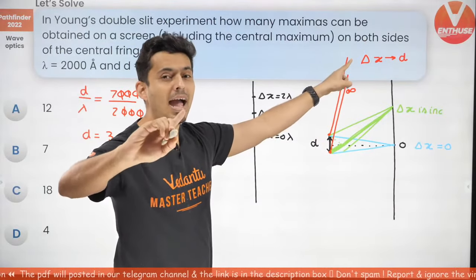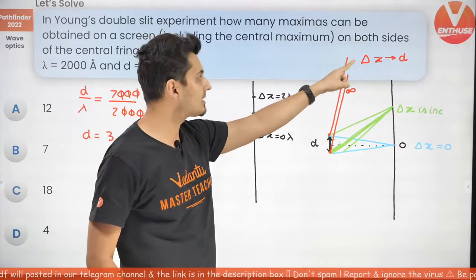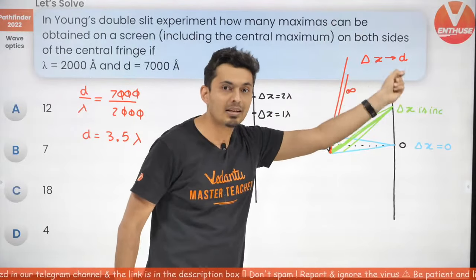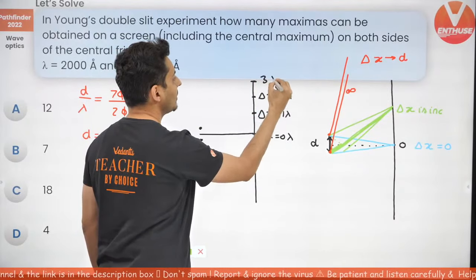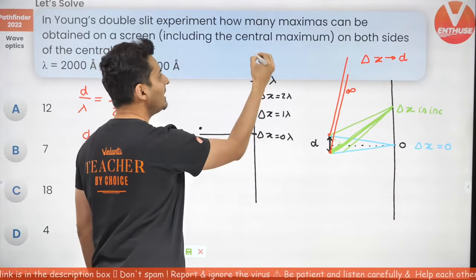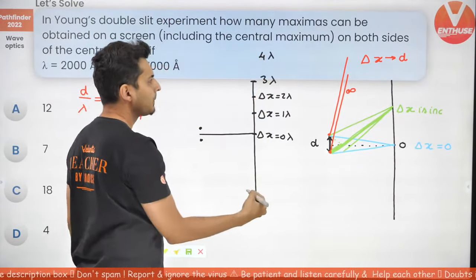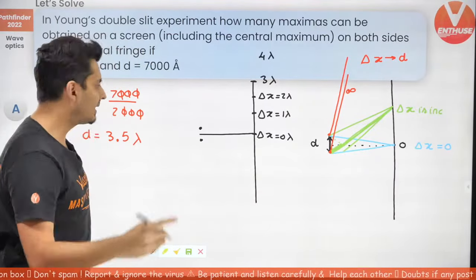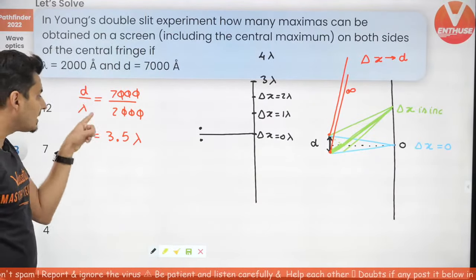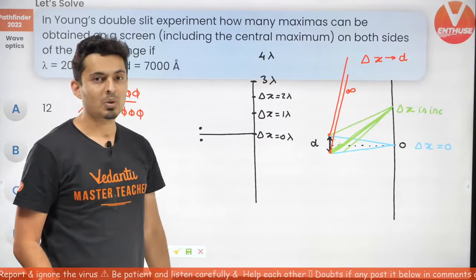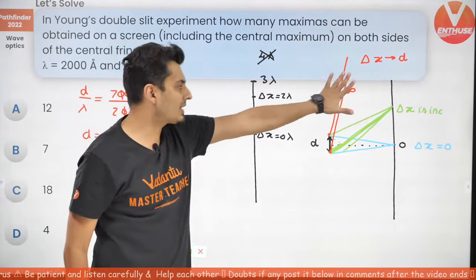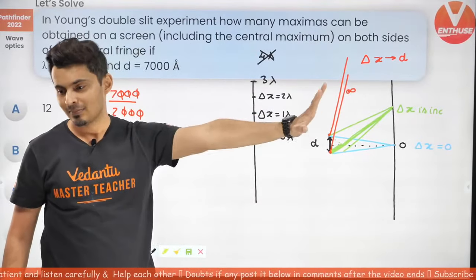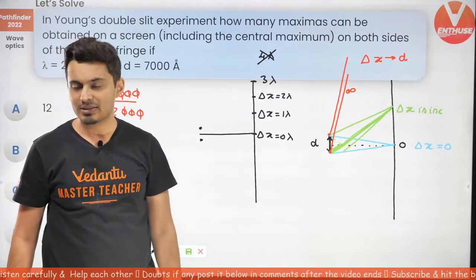Remember, the path difference is increasing. But what is the max value till which it can increase? It is d itself. So as you keep moving up, somewhere else you are going to get 3 lambda. But will you ever get 4 lambda? Think about it. Because d itself is 3.5 lambda, you can never ever get 4 lambda. It's not allowed, because the max value of delta x is d. Is that understood, my warriors?